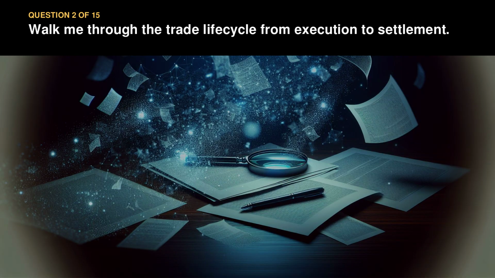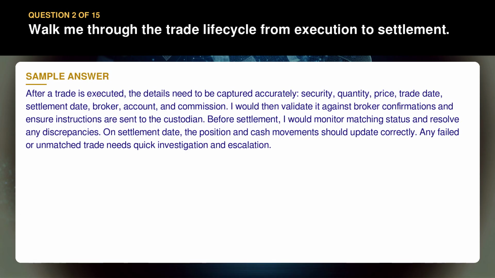Question 2. Walk me through the trade lifecycle from execution to settlement. After a trade is executed, the details need to be captured accurately: security, quantity, price, trade date, settlement date, broker, account, and commission. I would then validate it against broker confirmations and ensure instructions are sent to the custodian. Before settlement, I would monitor matching status and resolve any discrepancies. On settlement date, the position and cash movements should update correctly. Any failed or unmatched trade needs quick investigation and escalation.